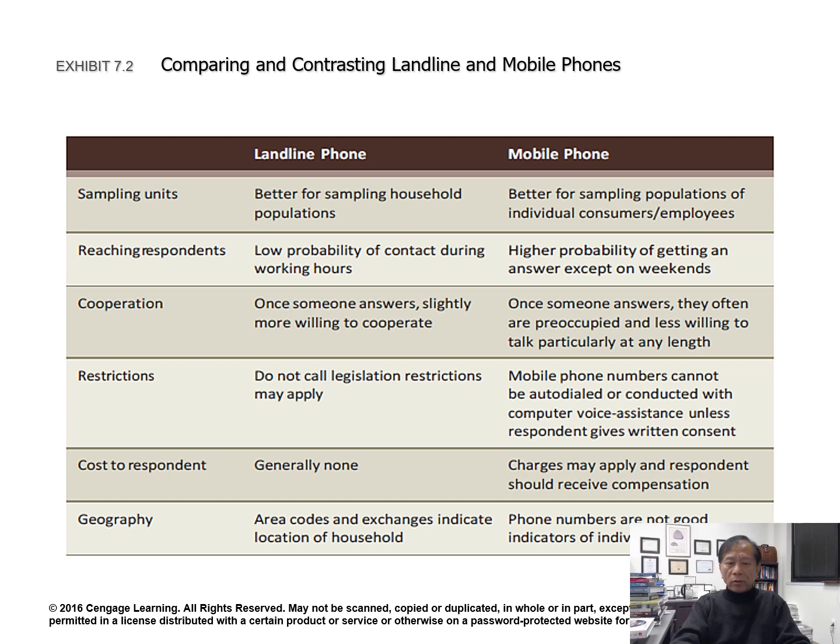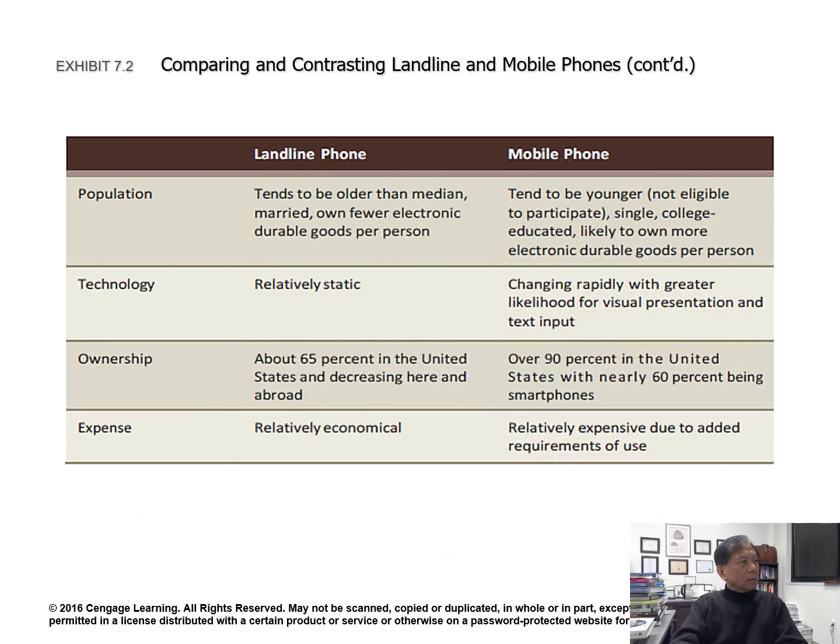I'm not going through the slides, and I want you to read in your textbook about differences between landline phones and mobile phones, as the sampling units, reaching the respondents, cooperation, restrictions, costs, and geography. And also technology, population, ownership, and expense. Okay, I'm going to read that.